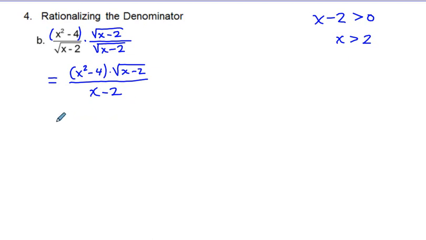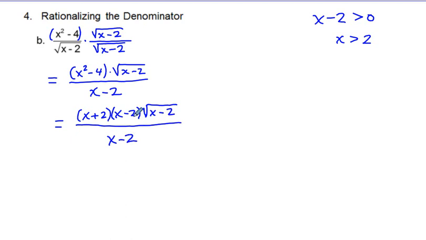Now, can we simplify this any further? Yes, we can take this x squared minus 4 and rewrite it using a difference of squares. So we can rewrite this as x plus 2 times quantity x minus 2, and it's going to be times, of course, square root of x minus 2, and then we're dividing by x minus 2. And x minus 2 over x minus 2 cancel each other.